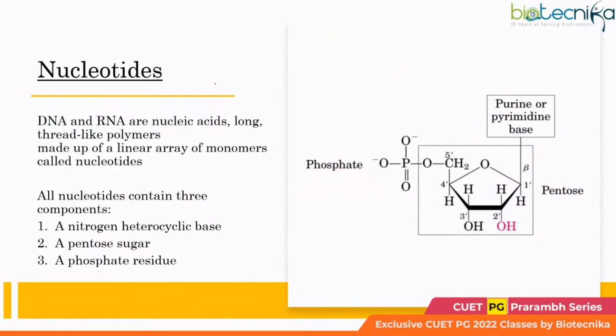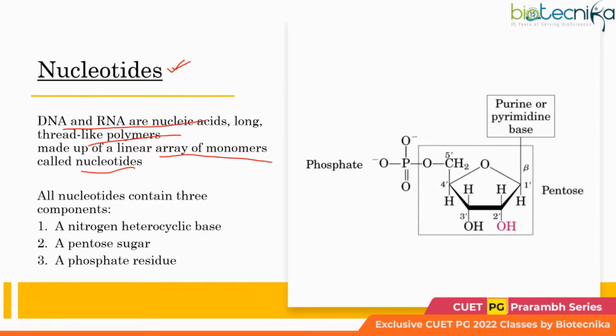Right? Now coming to the building blocks of nucleic acids. As I told you, amino acids are the building blocks for proteins. For DNA and RNA, these are nucleic acids, and the building blocks are nucleotides. These are long thread-like polymers, linear structures. DNA is double helical. RNA is mostly single stranded, though double stranded is also there. They are made up of a linear array sequence of monomers called nucleotides.